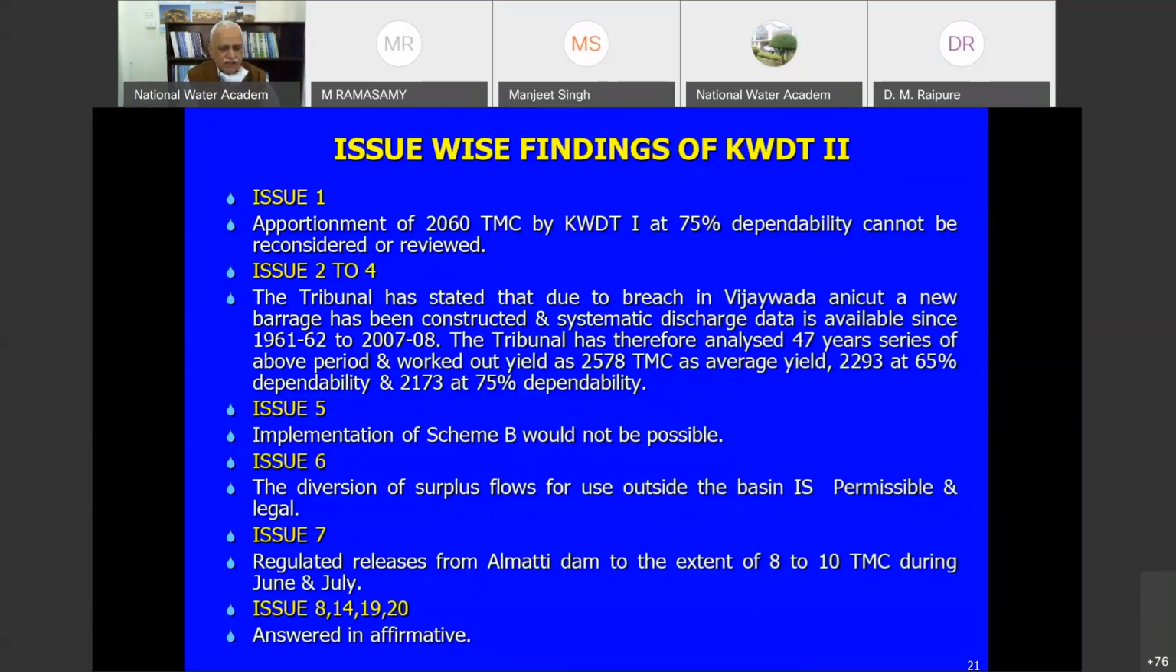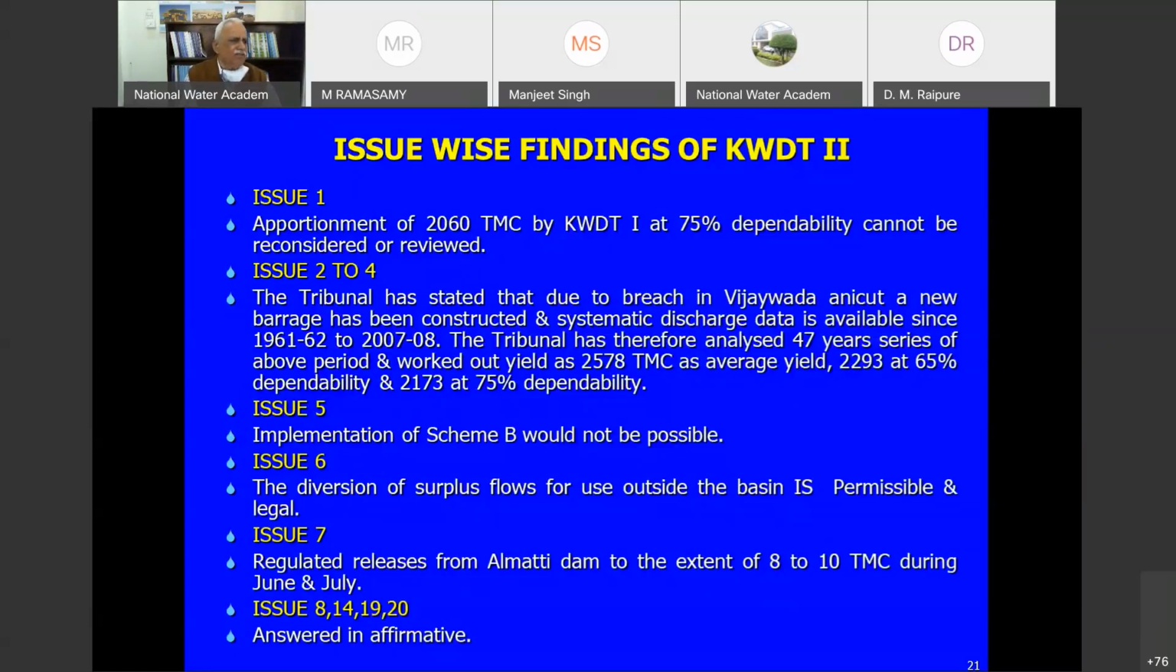The Andhra Pradesh witness has submitted that, considering the 112-year series from 1894-95 to 2005-2006, this 1890 TMC should be considered from a sustainable point of view as utilizable flow. As already told by me some time back, this flow was even less than the 75% dependable flow already distributed by the first tribunal.